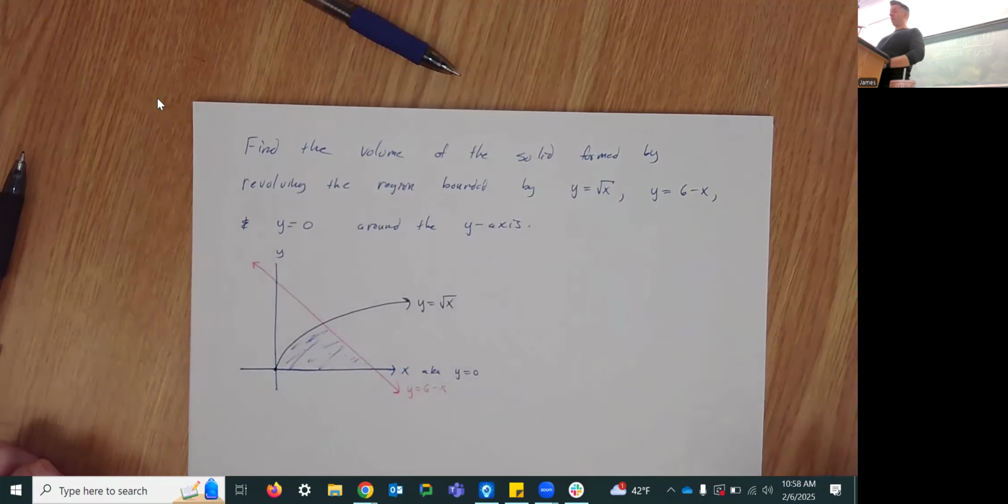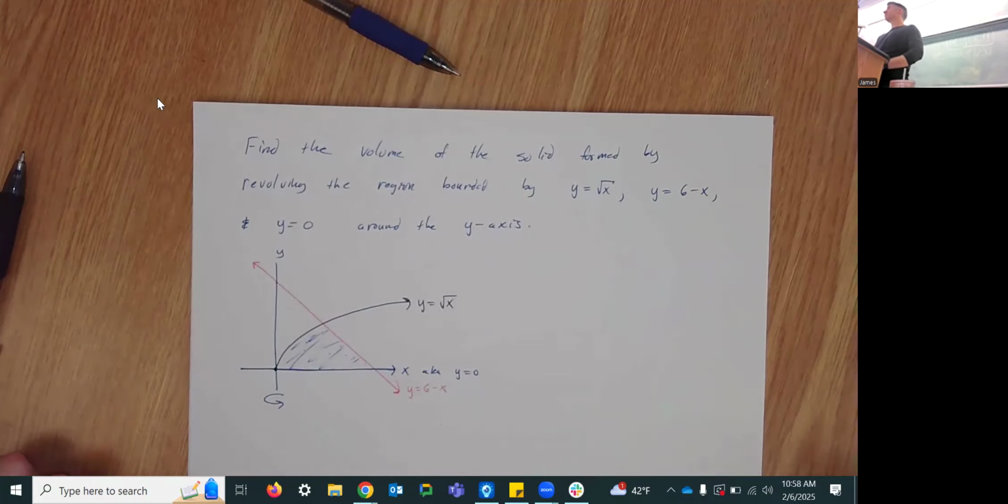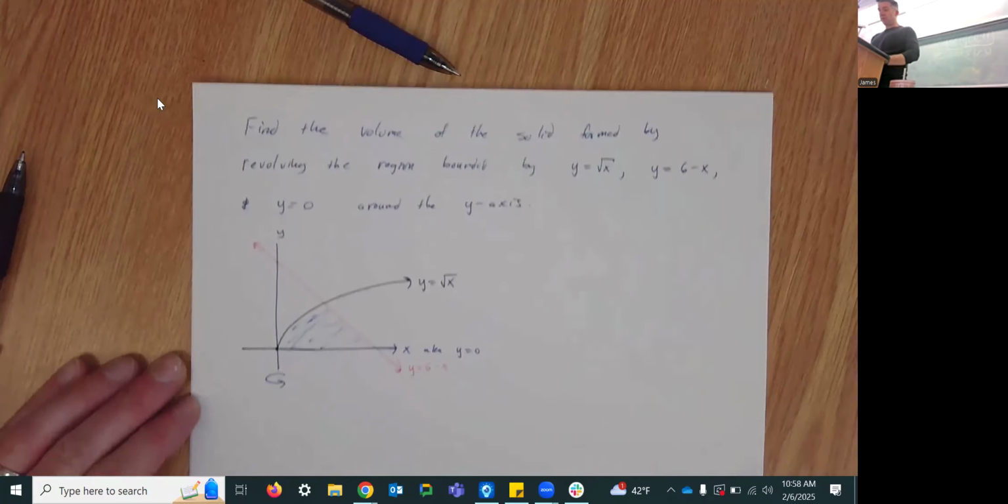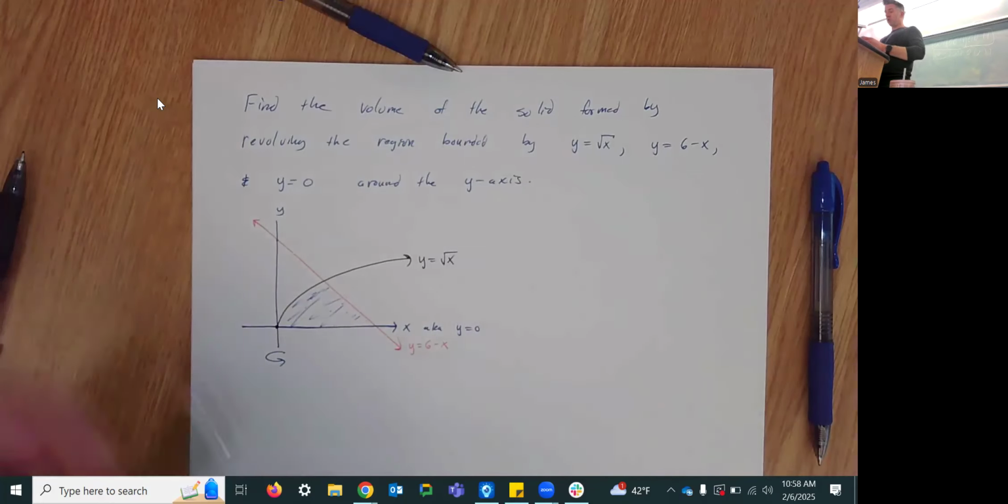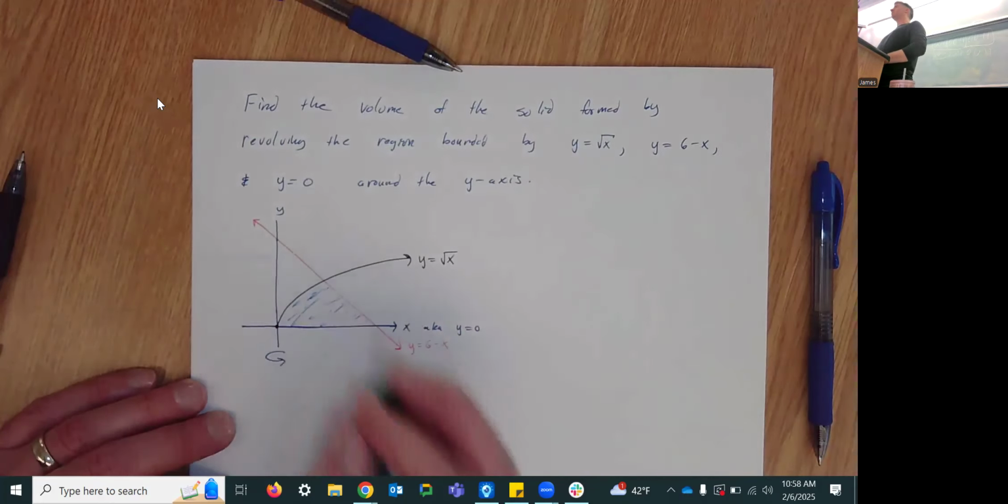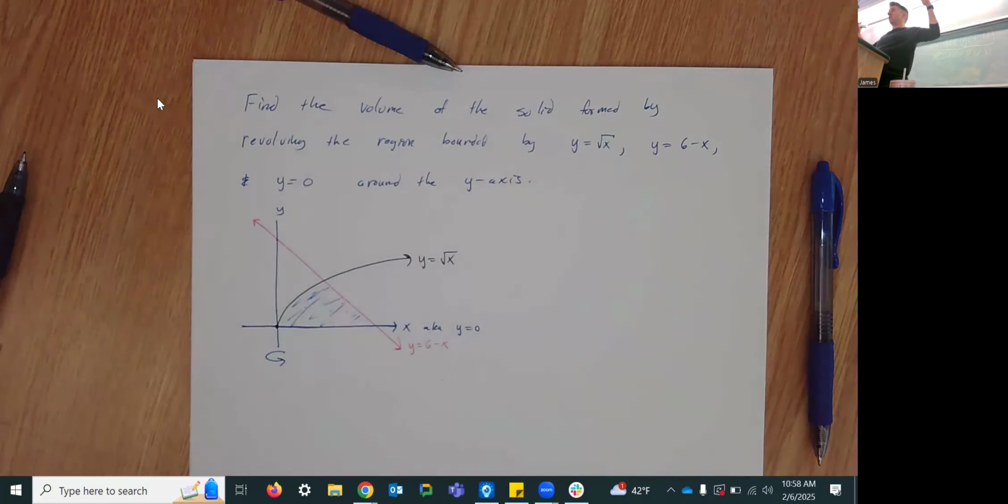And then revolving around the y-axis. So I'm going to draw my strip, which is going to have to be a horizontal strip to be perpendicular to the axis of rotation. And when you draw your strip, do yourself a favor. Don't draw it at the very ends of the region. Like, don't draw it at the bottom or the top or the left or the right. Draw it in the middle somewhere.